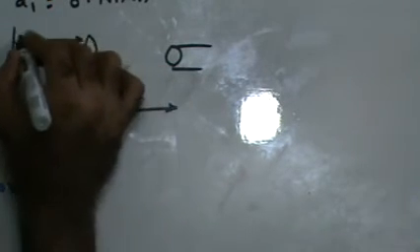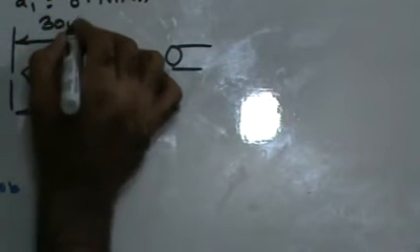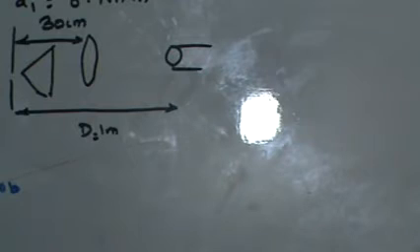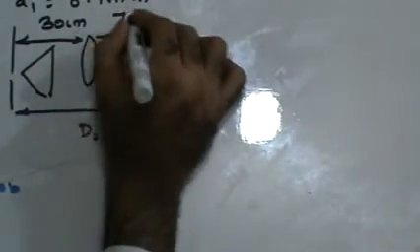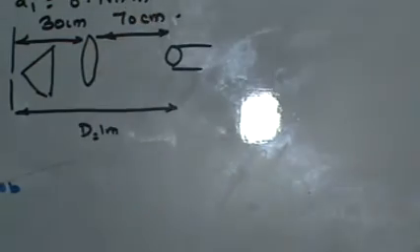This distance is given to you as 30 centimeters. Now if this distance is 30 centimeters and the total distance is 1 meter, 1 meter means 100 centimeters. That means the distance between the convex lens and the eyepiece is going to be 70 centimeters. Right, people? Do you understand this?